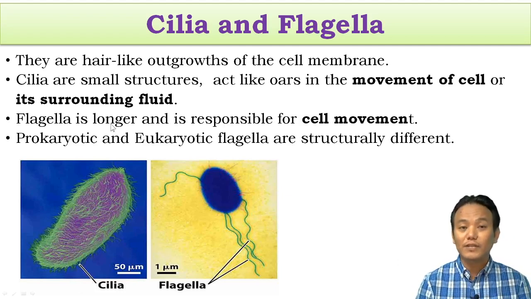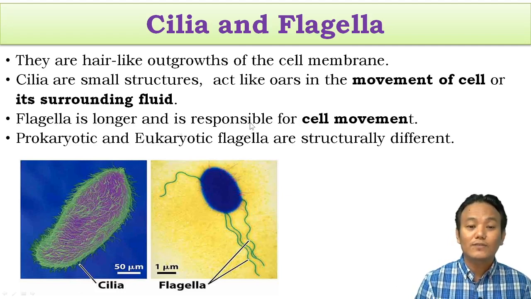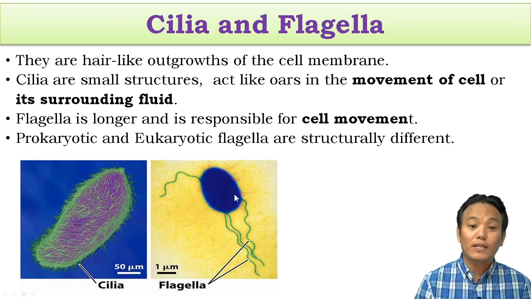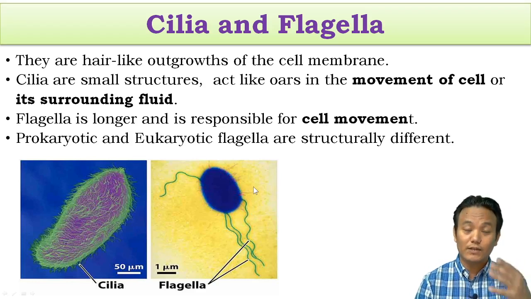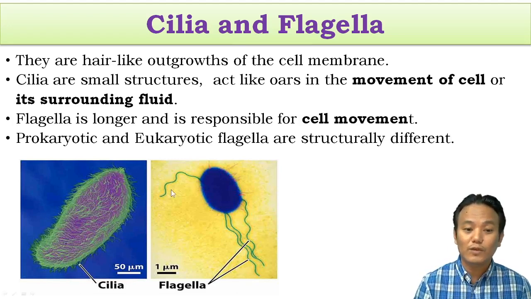The flagella is much longer than the cilia, and it is responsible only for the cell movement. It helps in cellular movement. For example, sperm cells have got flagella. Any other eukaryotic cells may be flagellated. I told you about Euglena, a unicellular eukaryotic organism which has got flagella, and flagellar movement moves the cell or organism.